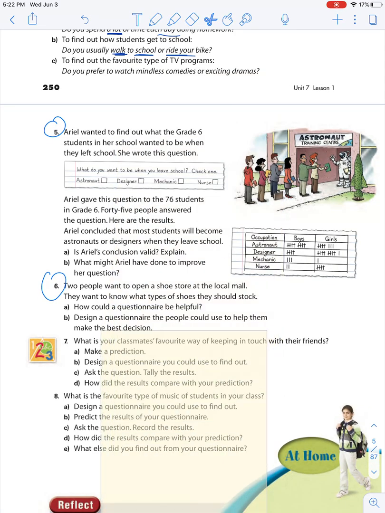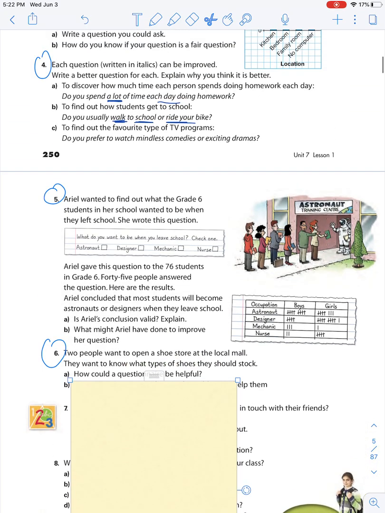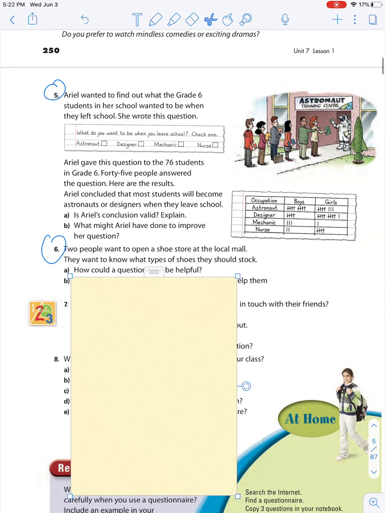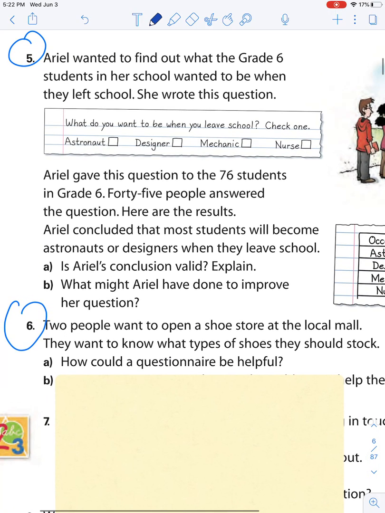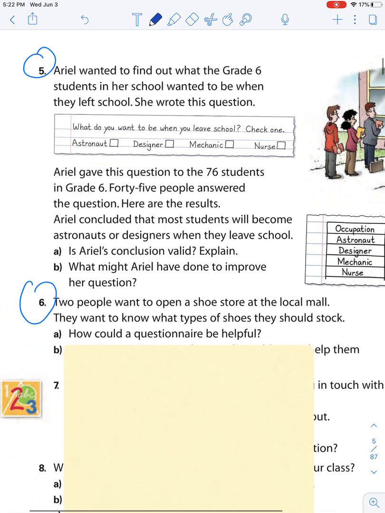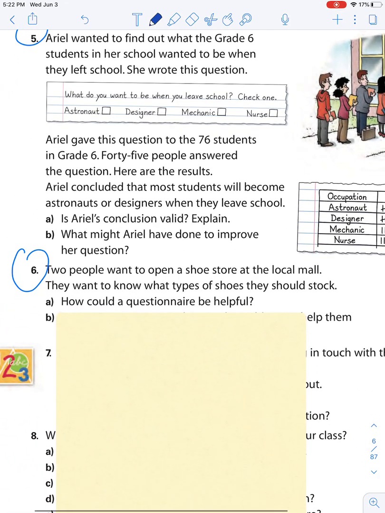Okay, next one is number 5. Ariel wants to find out what the grade 6 students in her school wanted to be when they left school. She wrote down this question. What do you want to be when you leave school? Check 1. They probably should have had other in there as well, but fine.